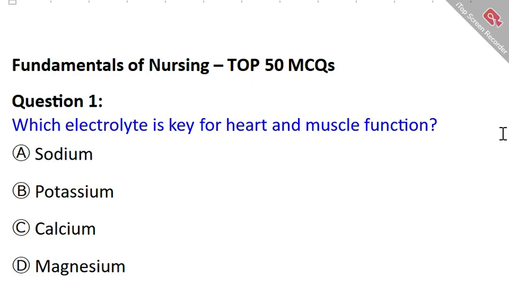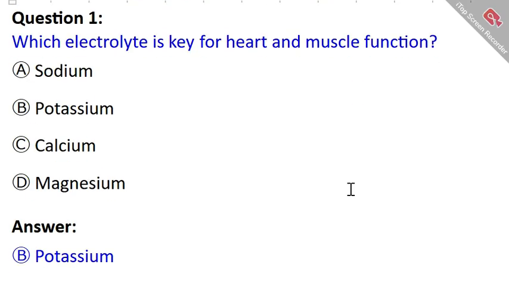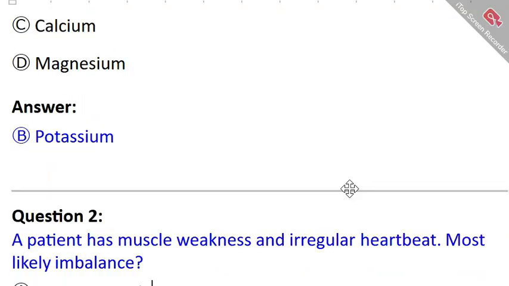Question number 1. Which electrolyte is key for heart and muscle function? Read the 4 options and then pause the video for 3 to 5 seconds. Then I will give you the correct answer. In this scenario, the correct answer is option B, potassium. Let's move to the next question.